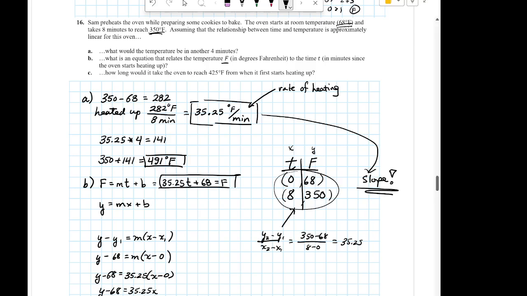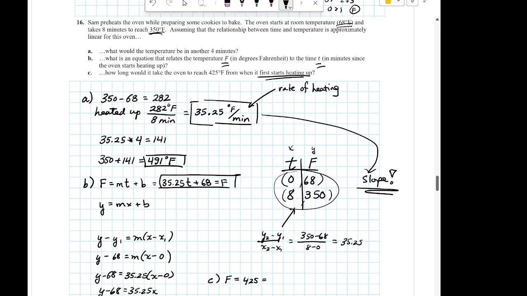Now it says in terms of Fahrenheit and time, in terms of temperature F and time T. So you actually need the y values to be F. So you need it to say F and T, not x's and y's, right? So it's got to have the F's and T's in your answer. Part C says, how long will it take the oven to reach 425 from when it first starts? So from time 0. So we want the Fahrenheit temperature to be 425.